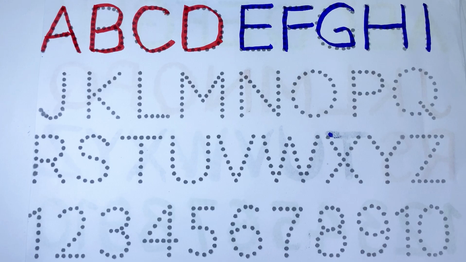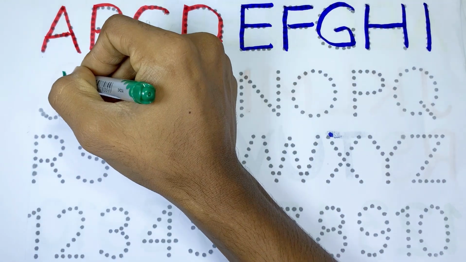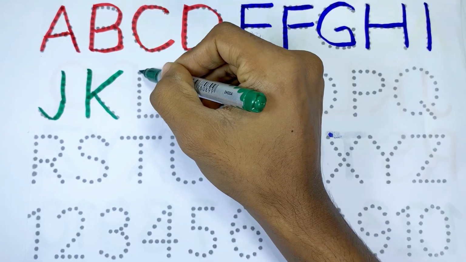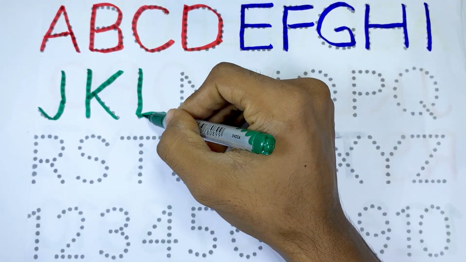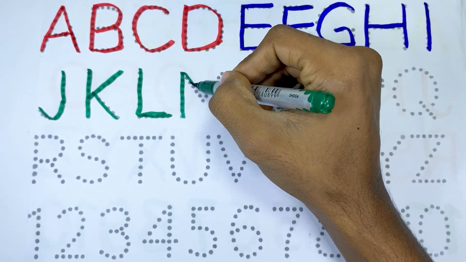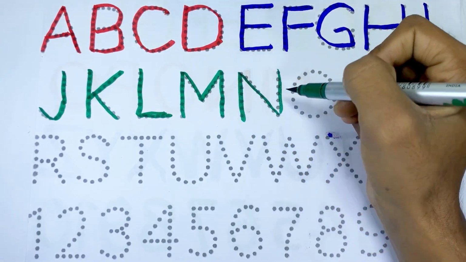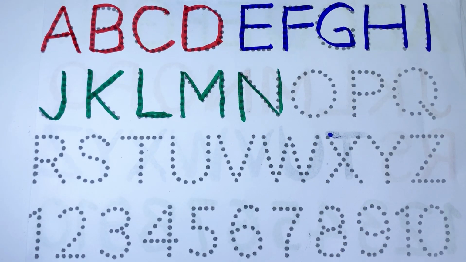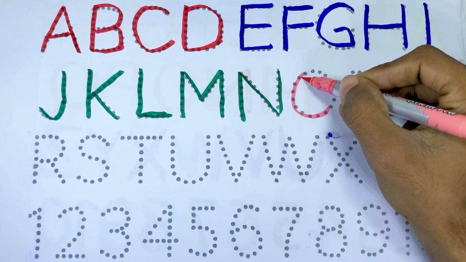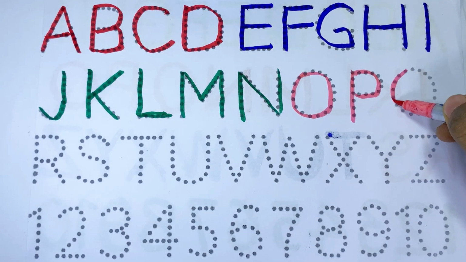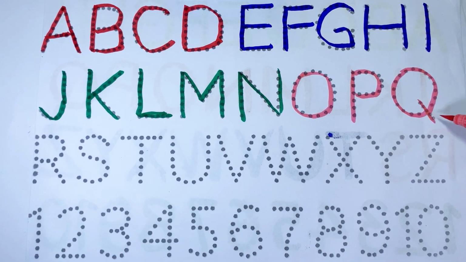Okay, so now you draw J. J for joker. K for king. L for lion. M for moon. And N for nose. Okay, so now you draw O. O for octopus. P for parrot. Q for queen.